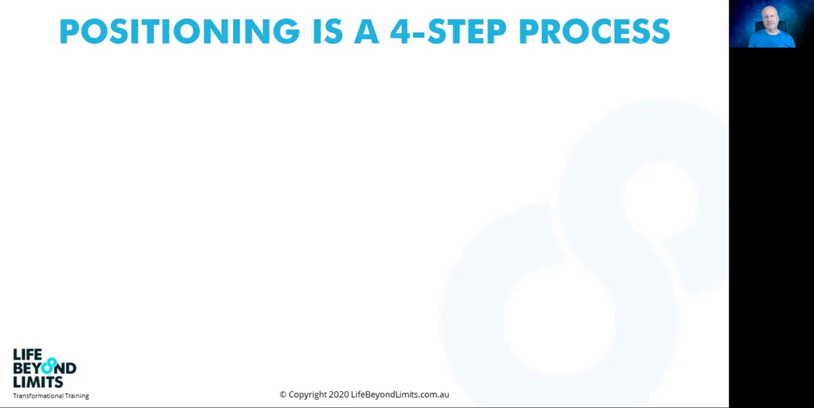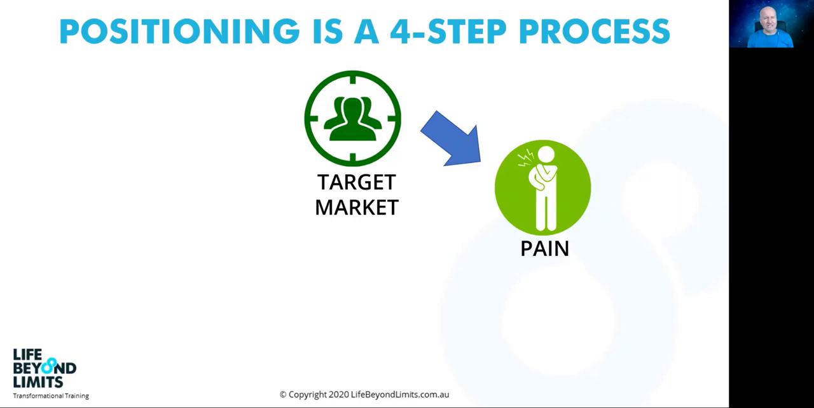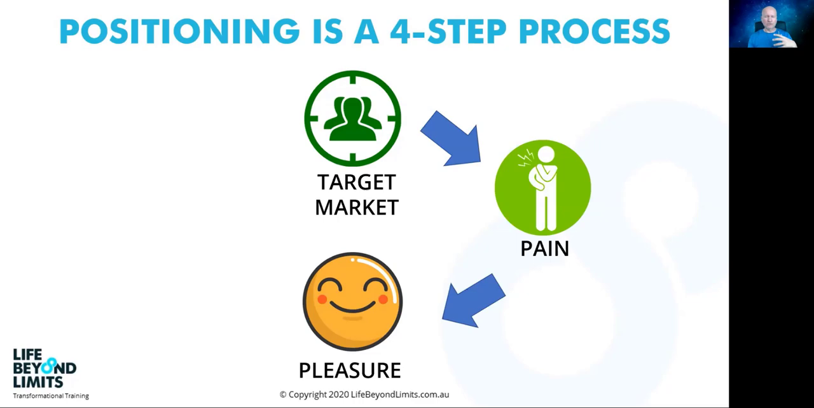So I see positioning as a four-step process. The first thing is, you've got to understand who is your target market. Who is the person you want to help most? You want to know what their pain points are. What keeps them up at night? What agitates them? What irritates them? What do they want out of their lives? And then what you want to be able to do is know what their pleasure is. What really brings joy to their heart.